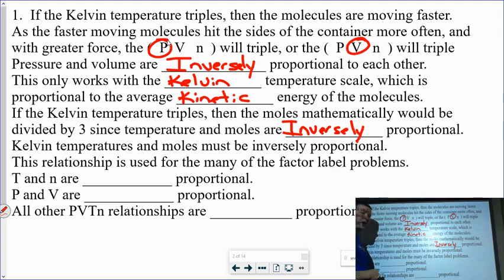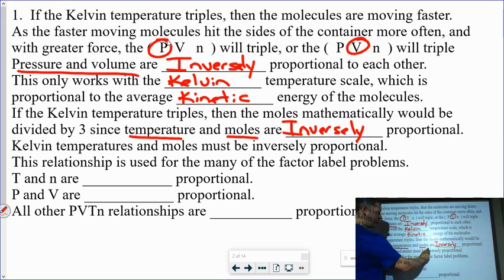So there are two that are opposites of each other, two that are inversely proportional. It's pressure and volume, and then it is temperature and moles. Those are the only two that are opposites or inversely proportional of each other. All the rest of the variables are directly proportional to each other. It means if one goes up, the other one goes up.